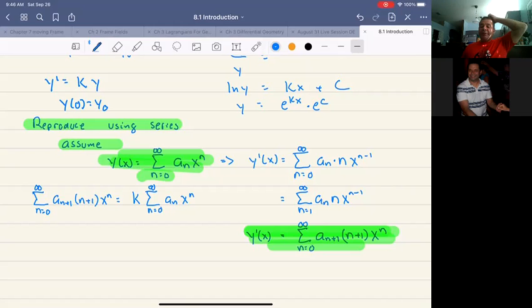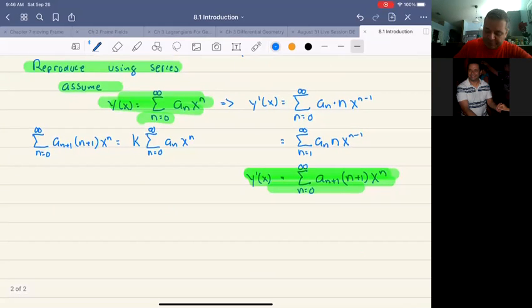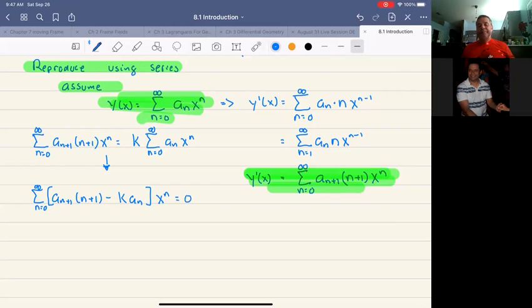Okay, so we're going to go ahead and put these on the same side. So we're going to get the sum, n goes from 0 to infinity, of (a sub n plus 1 times n plus 1, minus k a sub n), all of this multiplied by x to the n equals 0. Okay, so far so good.